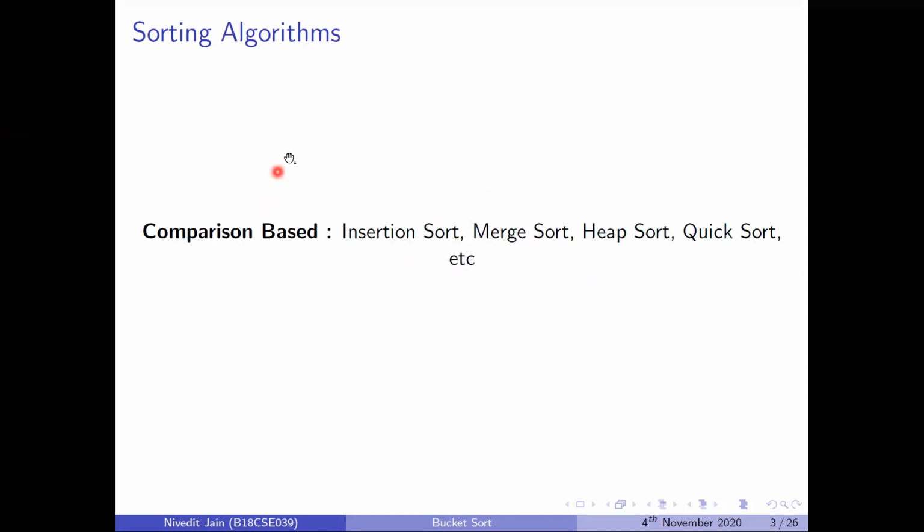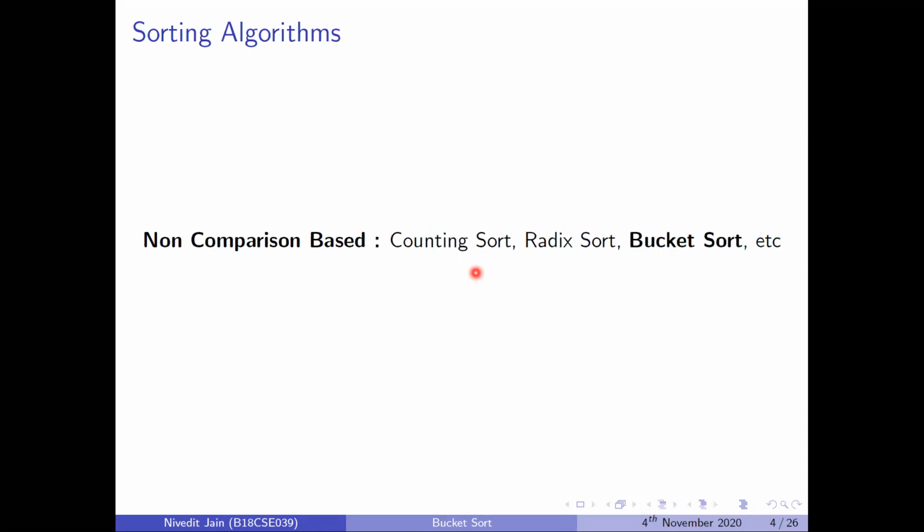All sorts could be categorized into two broad categories: comparison based sort and non-comparison based sort. A few examples of comparison based sort, where we are much more focused on comparing numbers, basically getting the right combination through comparisons, are insertion, merge, heap, quick, bubble, etc. Some examples of non-comparison based sort are counting sort, radix sort, bucket sort, and there are many more. But here we are focusing on bucket sort, which is a non-comparison based sorting algorithm.